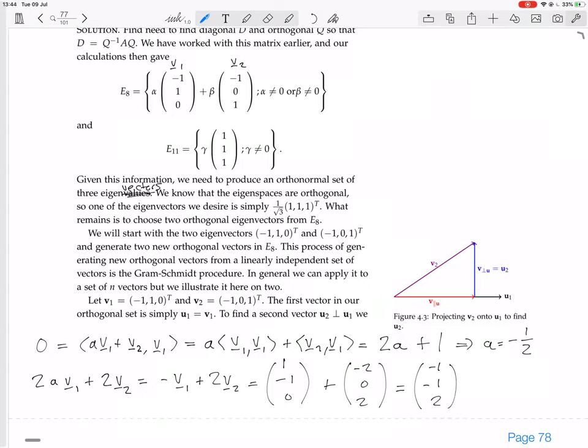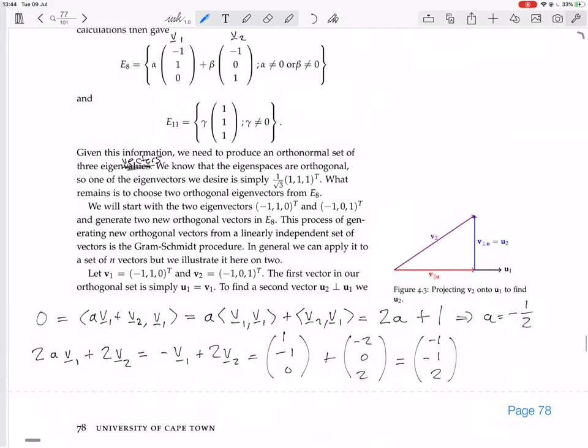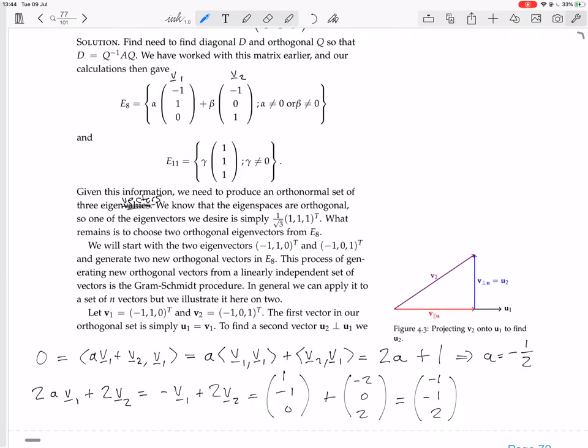Okay, so this is a proposed vector that will be in the eigenspace E8, but orthogonal to v1. So let's check that it really is orthogonal to v1. To check that it's orthogonal, you take its inner product with v1. And what do you get? Yes, you get 1 minus 1 plus 0, it's 0. Okay, so it is orthogonal. And we know it's in E8 because it's a linear combination of these two vectors from E8. Okay, so we have our orthogonal vector.